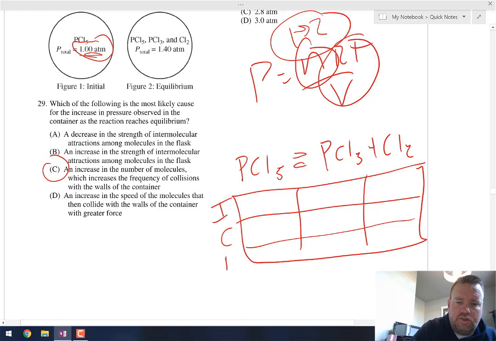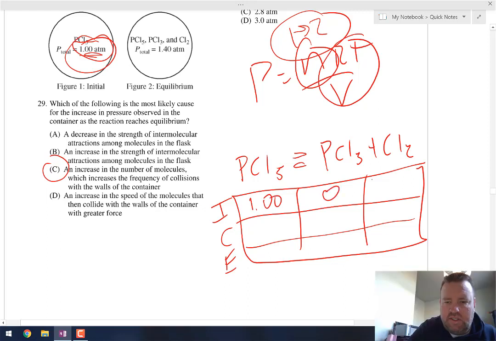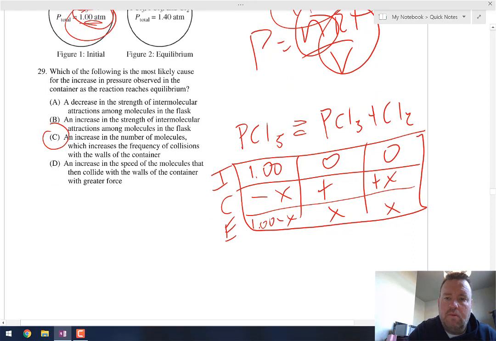So initial, change, equilibrium. Again, the initial for PCl5 was 1. This is going to be 0. This is going to be 0 because initially there isn't any PCl3 or Cl2. This is going to go down by x. Those are both going to go up by x, x, x, 1 minus x. Okay, now, again, we could set this up with an equilibrium constant expression. The problem is we don't know the equilibrium constant, but we do know, again, up here, that the total pressure is the sum of those.